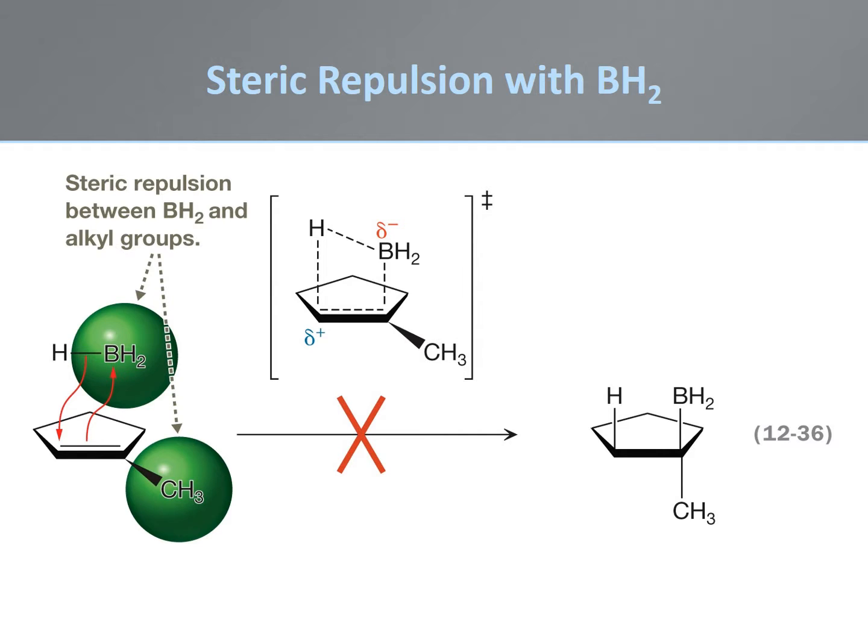The anti-Markovnikov regioselectivity of the addition is also driven by steric factors. The boron atom, with its two hydrogen substituents, is more bulky than a hydrogen atom, and so there will be a greater steric repulsion with the more substituted carbon of the pi bond, inhibiting Markovnikov addition.